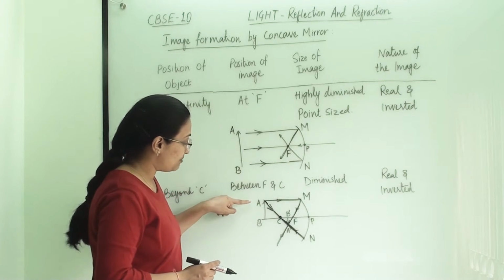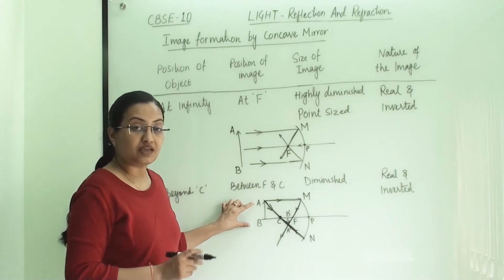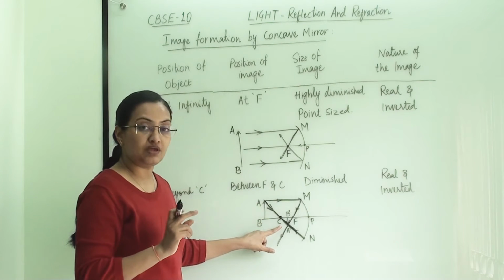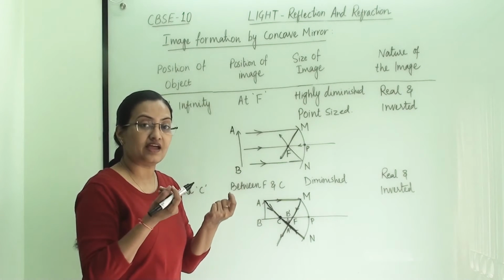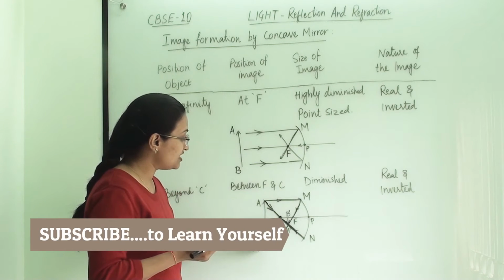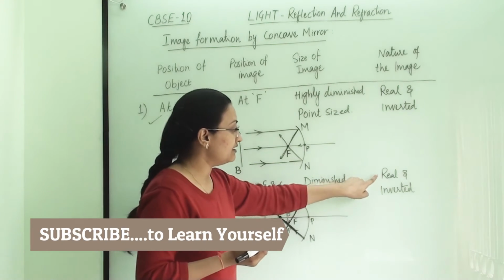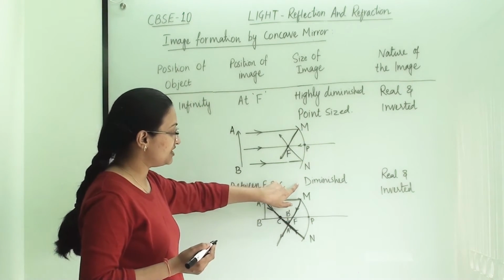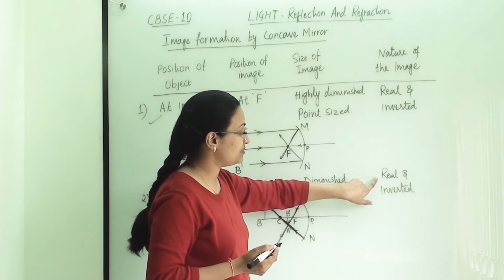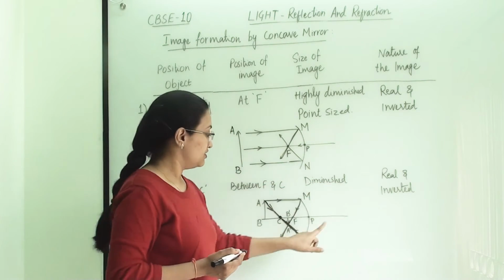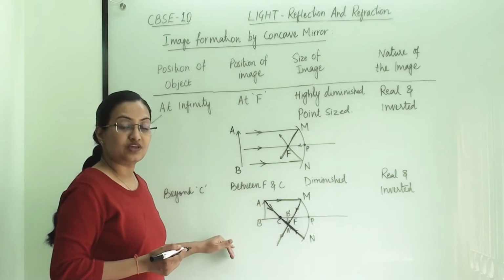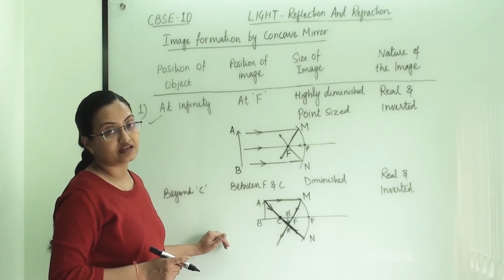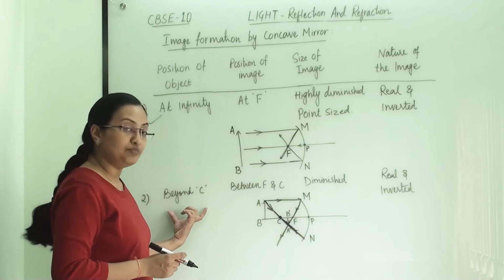So what has happened is that when we keep the object beyond C, we will get the image in between the center of curvature and the focus point, and the image will be diminished, real and inverted. What will be the size of the image? It will be diminished, and the nature of the image will be real and inverted. So that is how we have discussed the two cases, when we keep the object at infinity and when we keep the object beyond C.